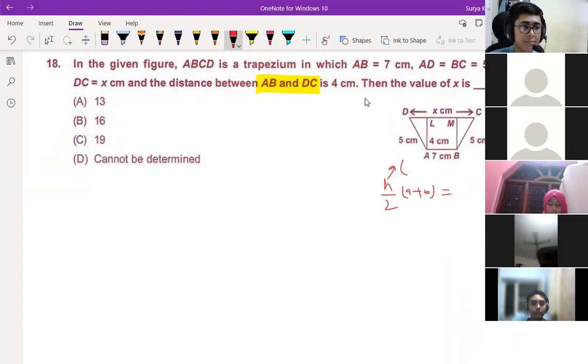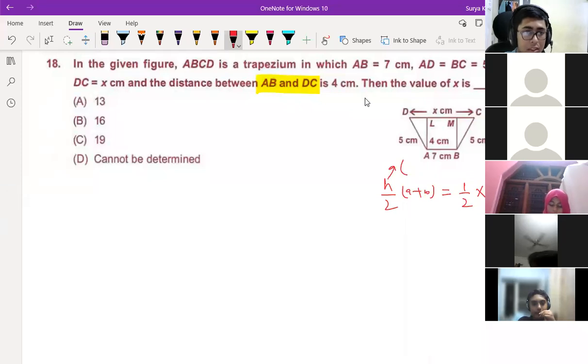Let me solve. See, half into sum of parallel sides is x plus 7, right? Sir, can I tell? We can find the area of the triangle by Pythagoras theorem. Okay, can I tell the answer?